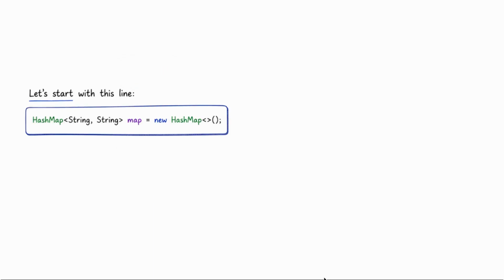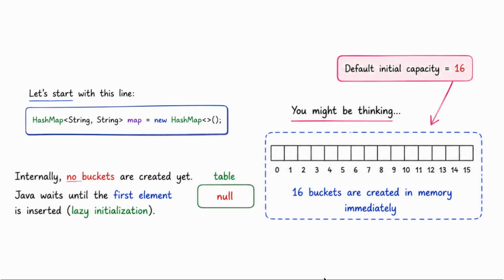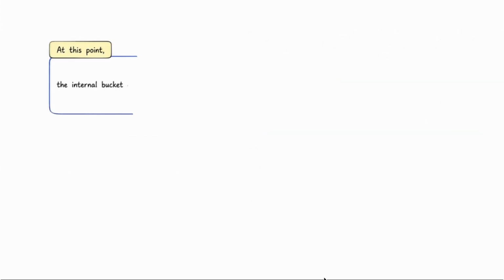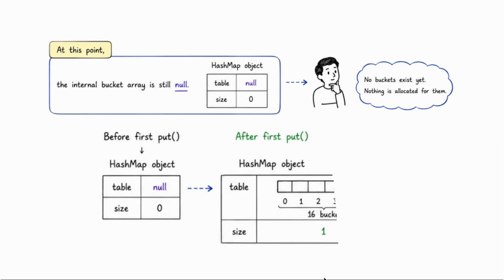After reading this, you might be thinking that Java immediately allocates memory for 16 buckets because the default initial capacity of a HashMap is 16, but it does not. At this point, the internal bucket array is still null. HashMap delays creating the bucket array until you insert the very first key-value pair. This optimization is known as lazy initialization.